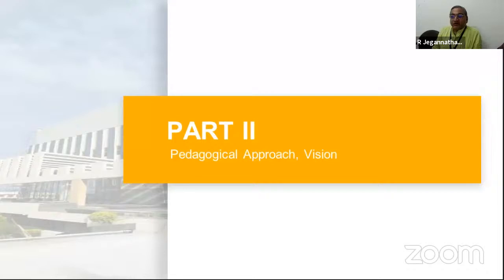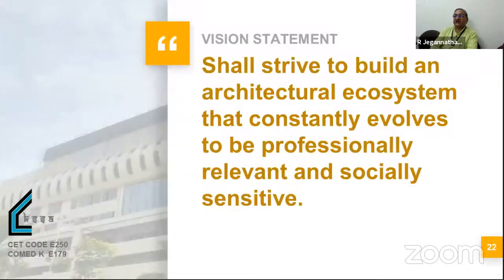So we will now go to the second part of our presentation, which I'm sure will be more interesting for the students: the teaching approach, the pedagogical approach, and our vision. Our vision statement, as we say, is that we shall strive to build an architectural ecosystem that constantly evolves to be professionally relevant and socially sensitive. Our essential approach is to involve the students and create an interesting learning atmosphere for them.